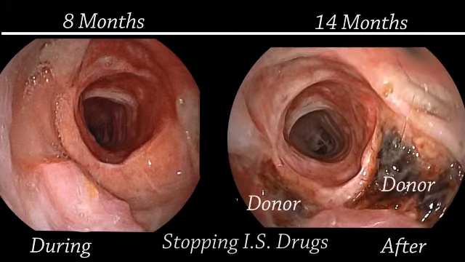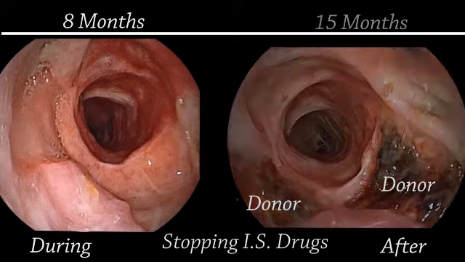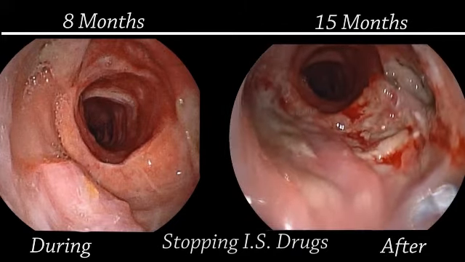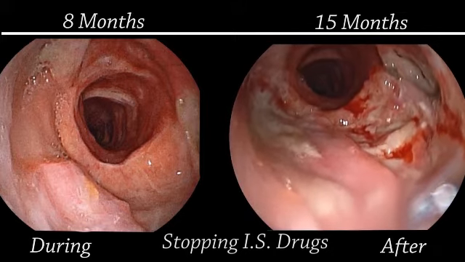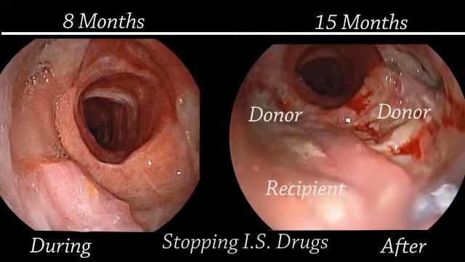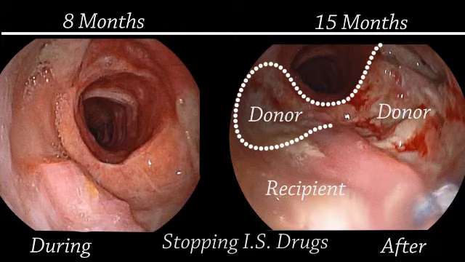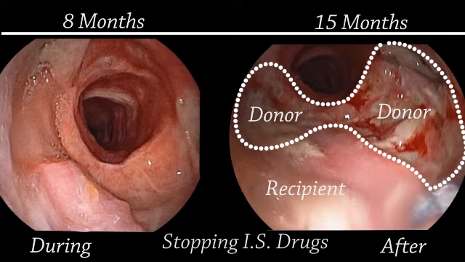At 14 months, necrosis of the donor's epithelial lining is more advanced. At 15 months, and 3 months after stopping immunosuppressive drugs, the recipient mucosa is still intact, while the donor mucosal sites are covered by well-vascularized granulation tissue. This area will undergo secondary healing and repopulation by recipient epithelium.